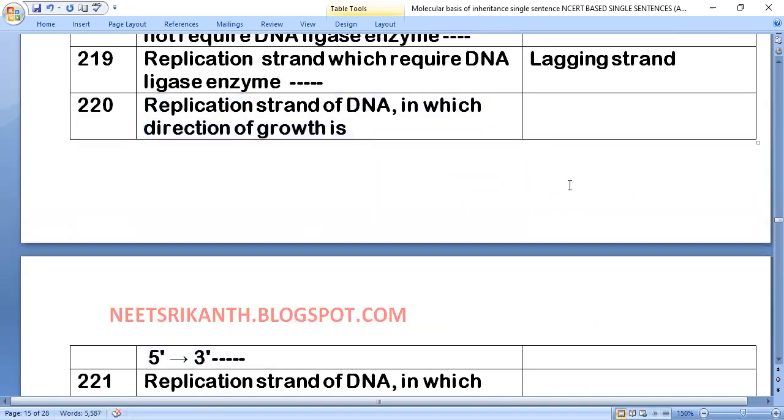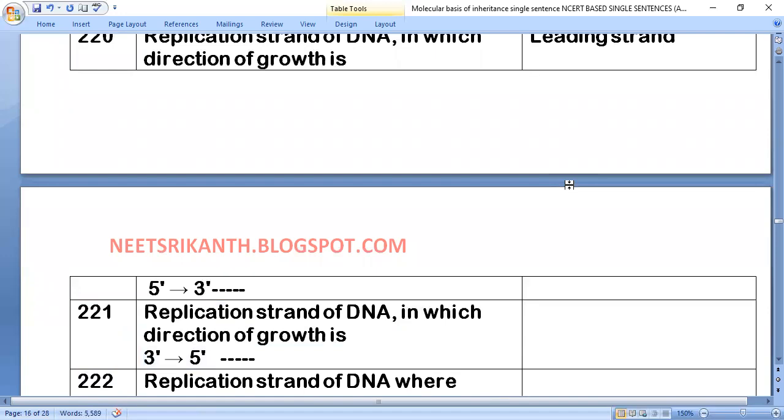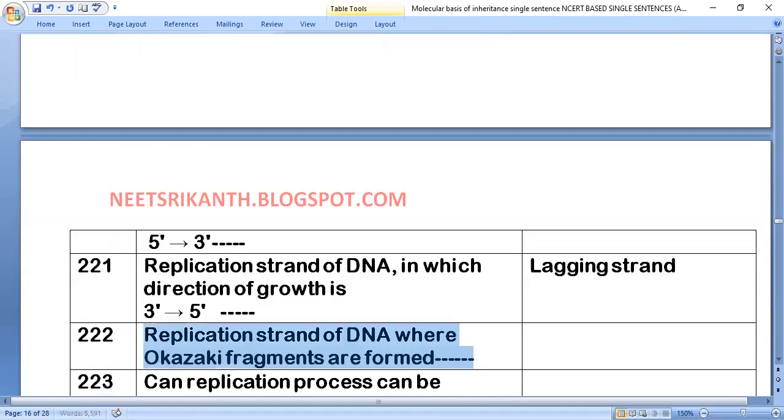The replicated strand of DNA in which the direction of growth is 5' to 3' is the leading strand. The strand in which the direction of growth is 3' to 5' is the lagging strand. The strand where Okazaki fragments are formed is the lagging strand.